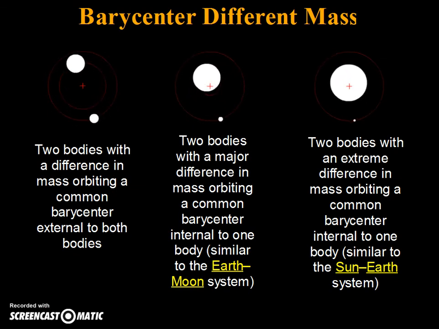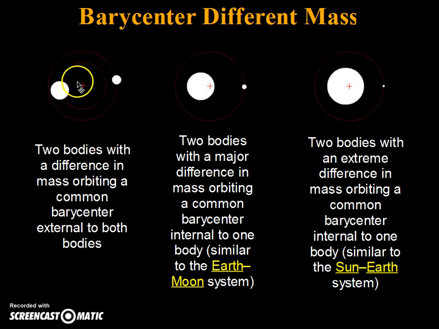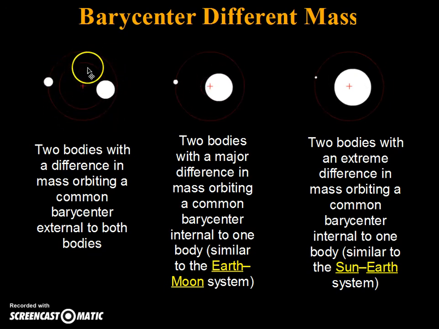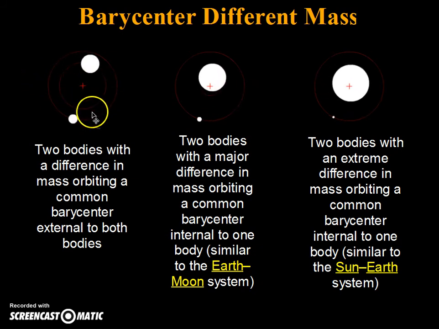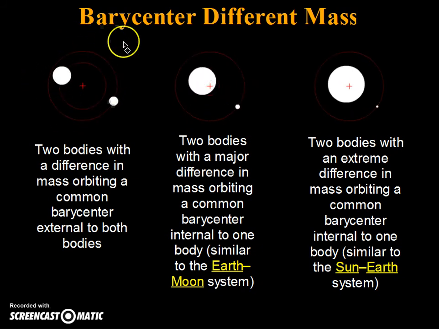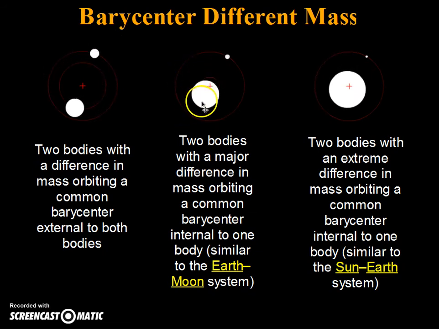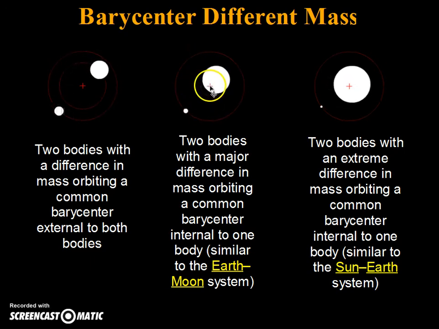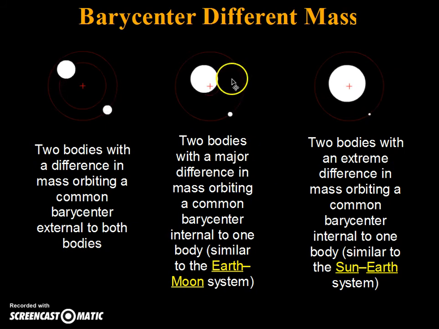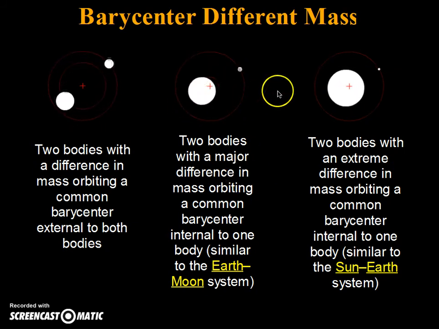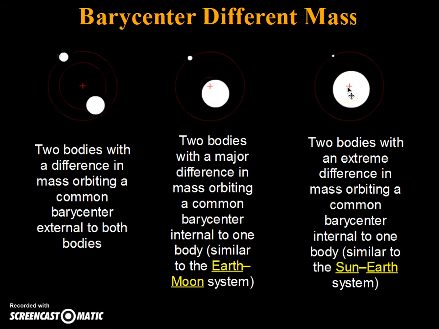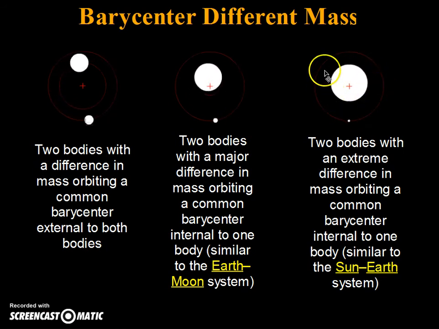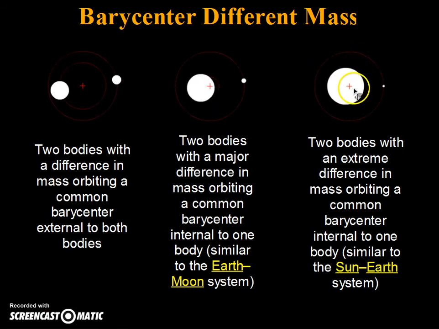So if you have two bodies that have a difference in mass and they orbit one barycenter, then they're going to move kind of almost together but opposite of each other. So these are at a 180-degree angle from each other. Okay, kind of the same thing here. They're still at a 180-degree angle, but this is a major difference in the mass. Okay, one is much larger than the other. This is kind of like Earth and the moon. And then if you have two bodies that are extremely different in their mass, then the outer one's going to move much more quickly than the inner one. So this is kind of the Sun-Earth model.